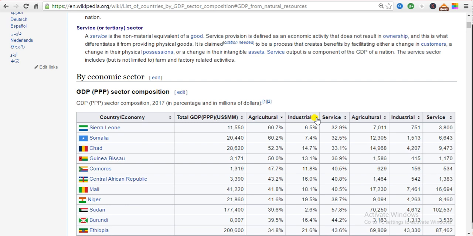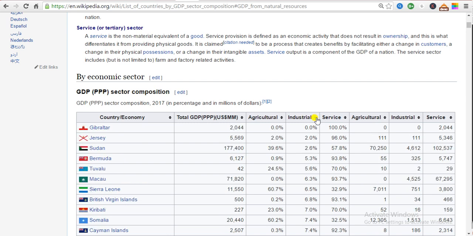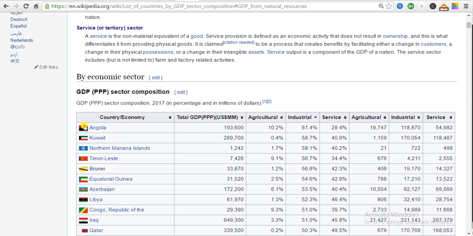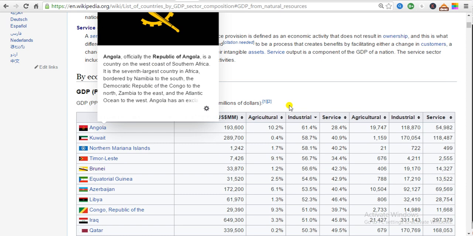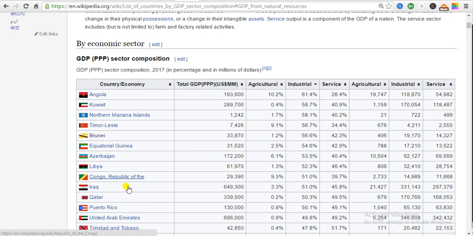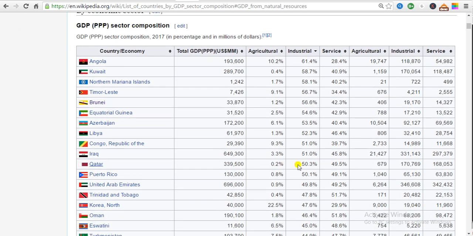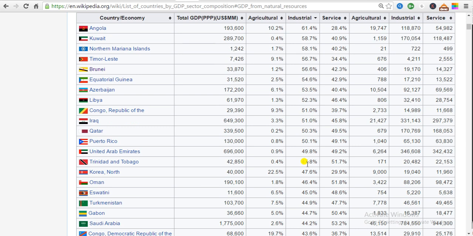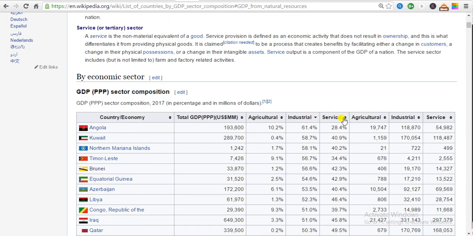And let's look at the most industrious. The most industrious economy is Angola. Most of their GDP comes from industry, and what they do is oil. They have a huge economy focused on oil. Kuwait, oil. Northern Mariana Islands. Then we have Equatorial Guinea. We have Libya, oil. We have the Republic of Congo, Iraq, and Qatar, interesting. One of the most in industry.